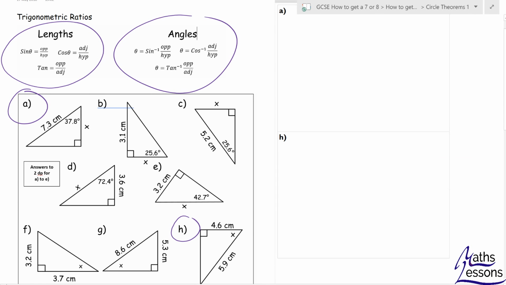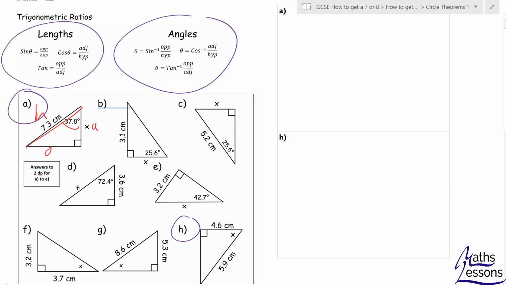Okay, so let's just have a look at A. So the most important thing you should do when doing these questions is label your triangle. So there's your angle. Always label the hypotenuse, the longest side first. So there's the hypotenuse. And then label, that's the adjacent to the angle and that's the opposite. So it's quite important. So we see we've got adjacent and hypotenuse, that's cos.